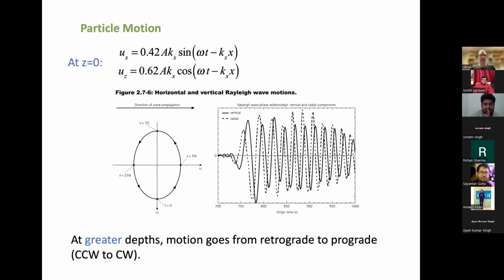So at z equals 0 at the surface, we have this sort of particle motion, and that produces at t equals 0 motion that goes forward and then backwards. And so this is retrograde motion. And then at greater depths, we go from counterclockwise motion to clockwise motion.